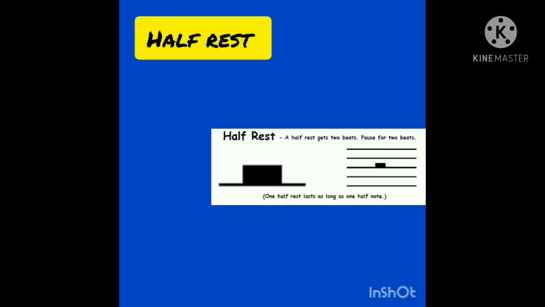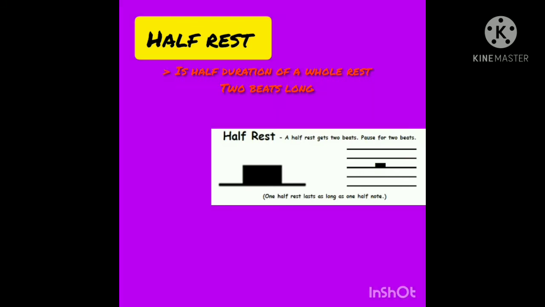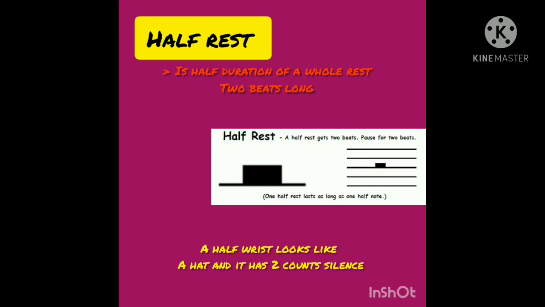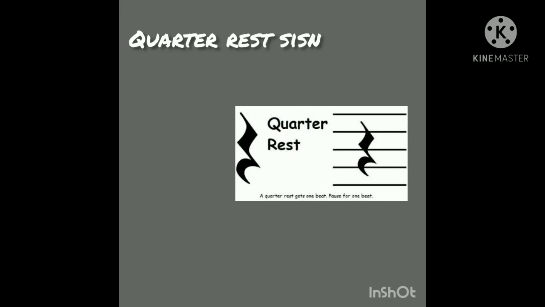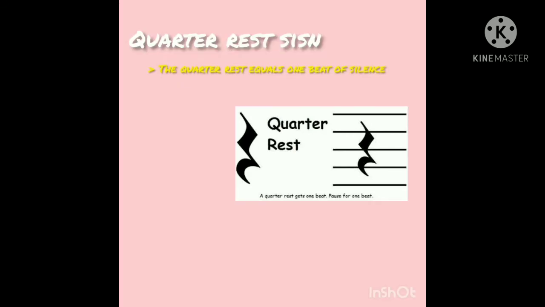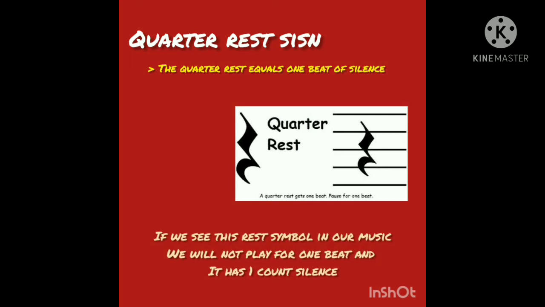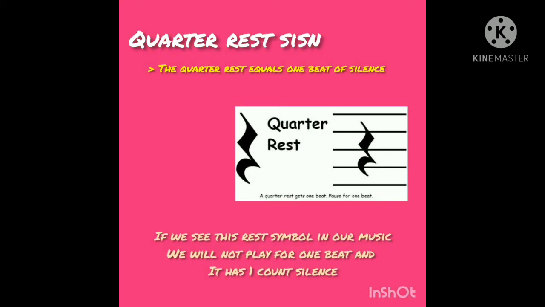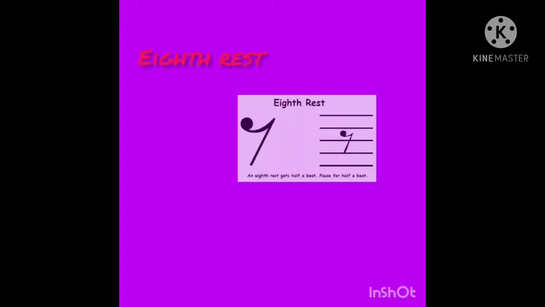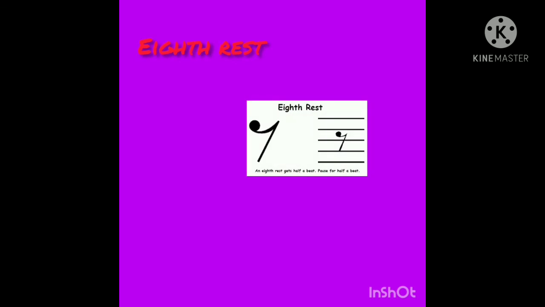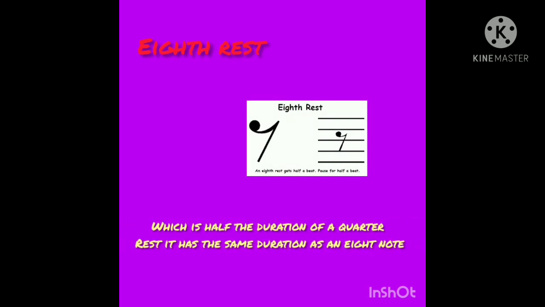Half rest is half the duration of a whole rest, 2 beats long. A half rest looks like a hat, and it has 2 counts of silence. Quarter rest sign. The quarter rest equals 1 beat of silence. So, if we see this rest symbol in our music, we will not play for 1 beat, and it has 1 count of silence.